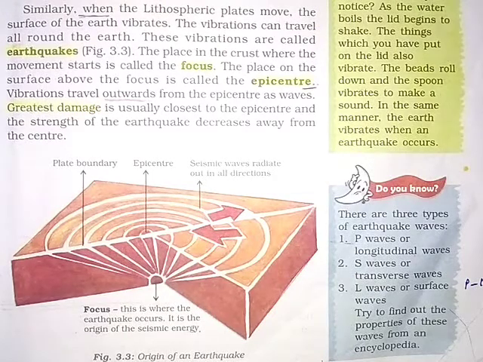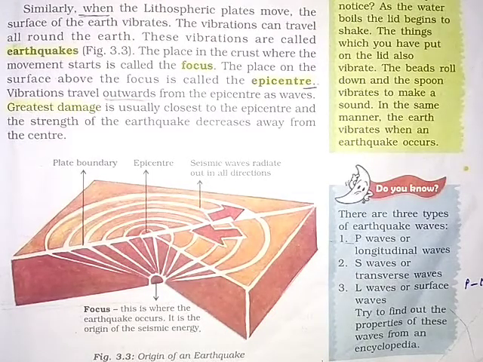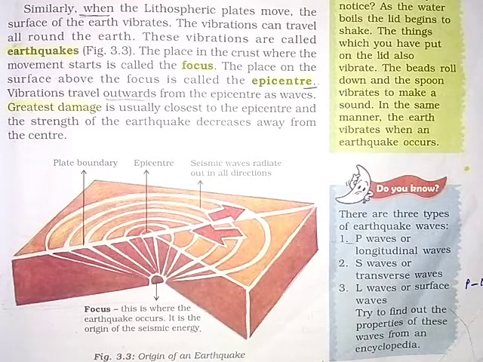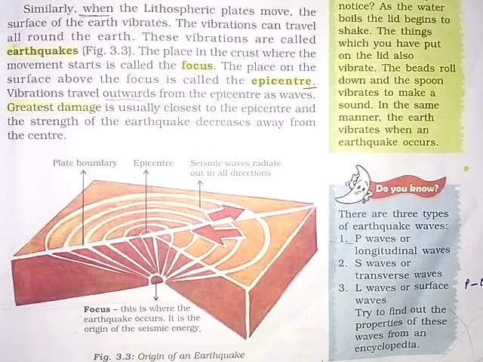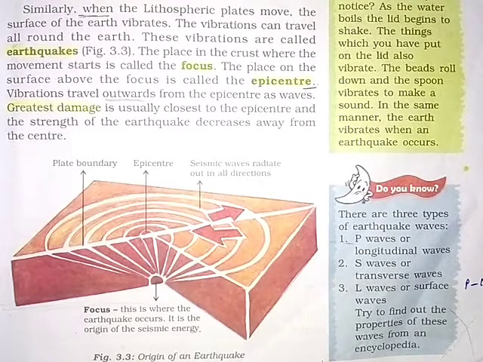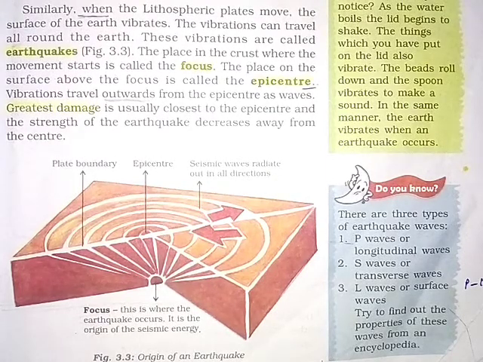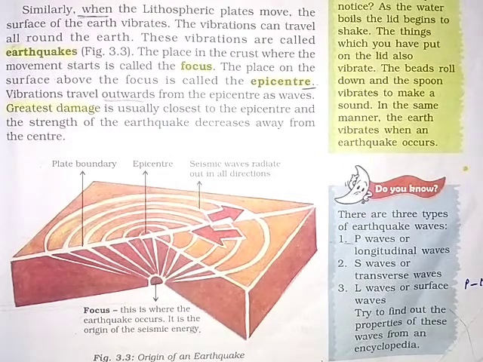Similarly, when the lithospheric plates move, the surface of the earth vibrates. The vibrations can travel all around the earth. These vibrations are called earthquakes. The place in the crust where the movement starts is called the focus. The place on the surface above the focus is called the epicenter. Vibrations travel outwards from the epicenter as waves. Greatest damage is usually closest to the epicenter, and the strength of the earthquake decreases away from the center.